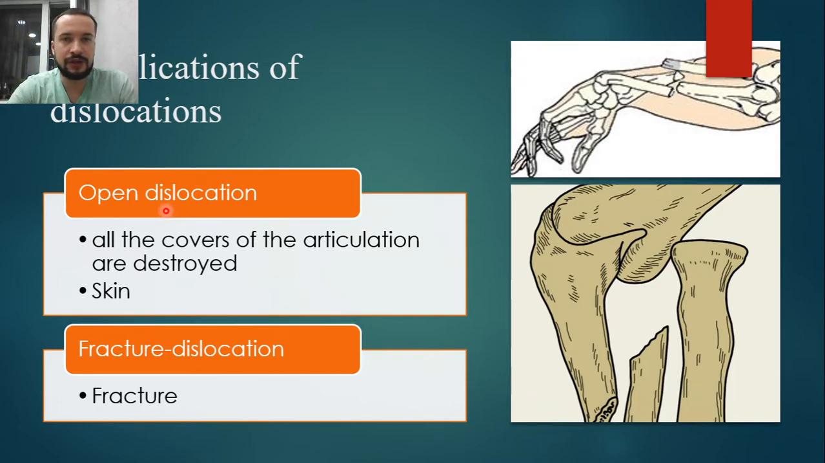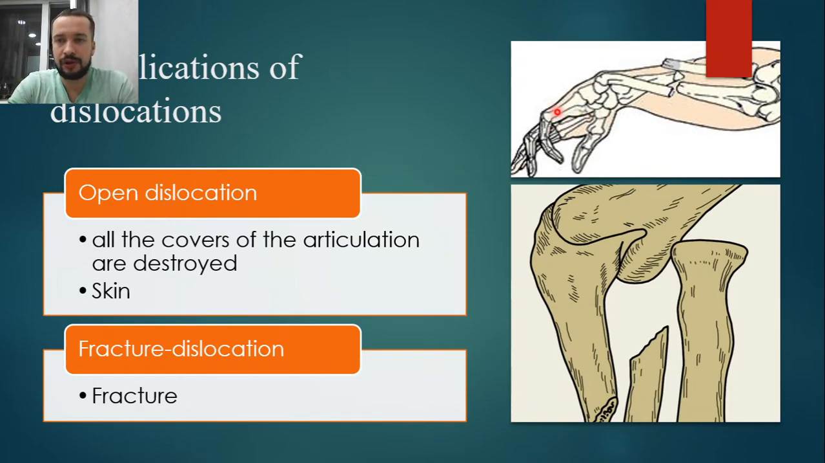Okay, complications of dislocations. It's very important to remember it, and there we have just two complications: open dislocation and fracture dislocation. Sometimes all the coverings of the articulation are destroyed, including the skin. In such cases, we talk about an open dislocation. In addition, fractures can be a complication of dislocation. These last two varieties are attributed to complicated dislocation.